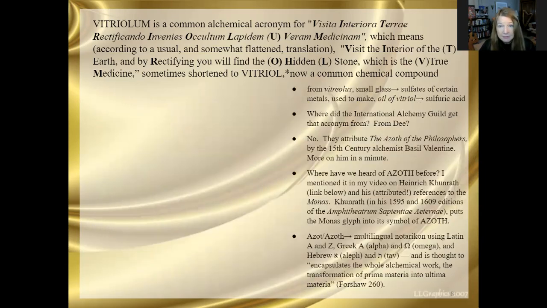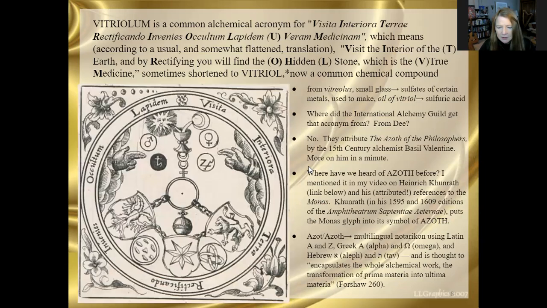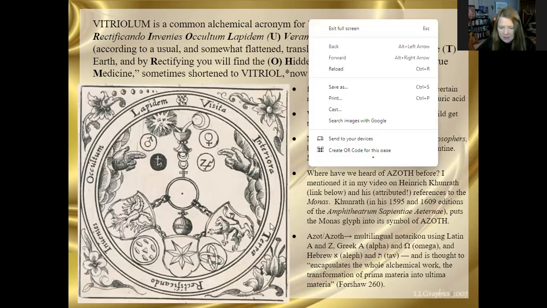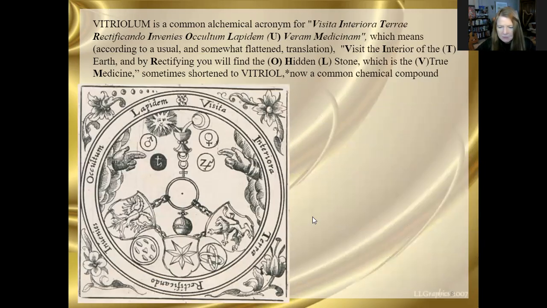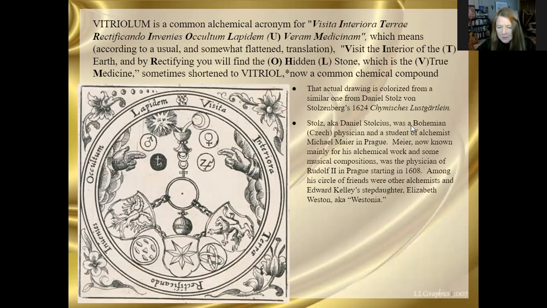Now that insignia or seal of the Alchemist Guild comes from some other place here. Sorry, I keep having that pop up on my computer. It comes from Daniel Stolz von Stolzenberg in a book with a wonderful name, Chemisches Lustgartlein. But Stolz, who's sometimes called Daniel Stolzius, was a Bohemian physician. He was a student of Michael Maier in Prague.